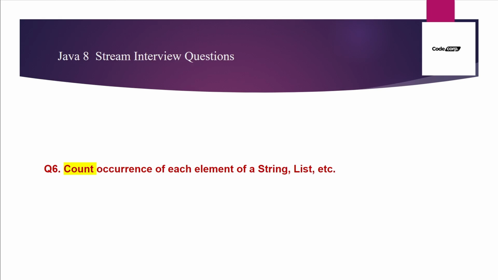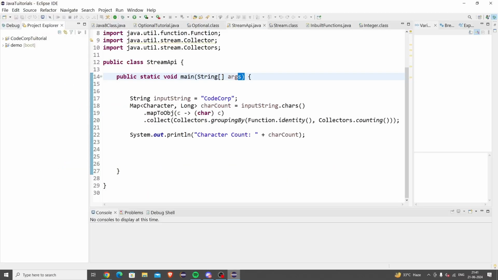The first question that we are going to cover today is question number 6, that is count occurrence of each element of a string or list, etc. Suppose we are having one string, CodeCorp, and we want to count the number of occurrences of each element, like how many times C is appearing, how many times O is appearing and all. So let's go into the Eclipse and let's see how we can solve this.